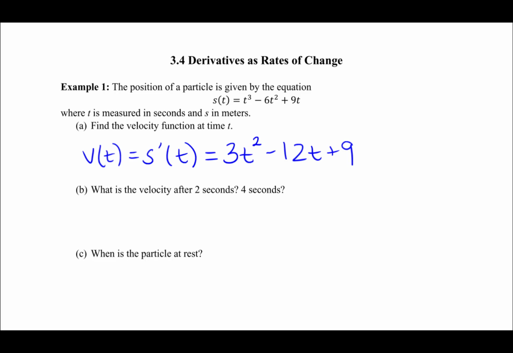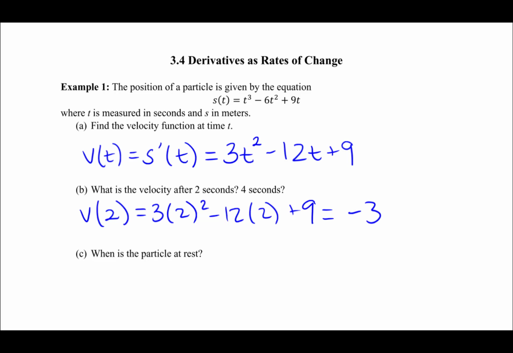Part B asks us to find the velocity after 2 seconds and 4 seconds. So we substitute 2 into the previous expression. Evaluate that and get -3. Don't forget to include units here, which would be meters per second. We do the same thing with 4, and we get 9 meters per second.